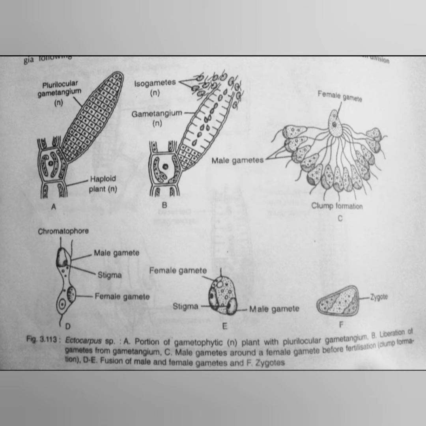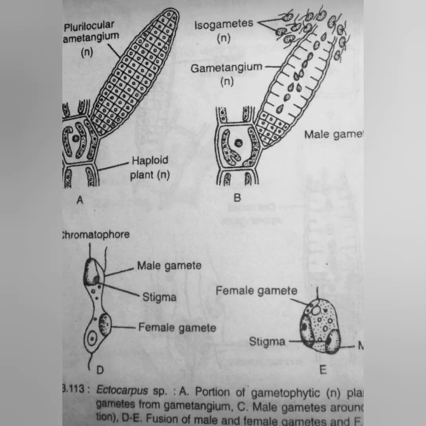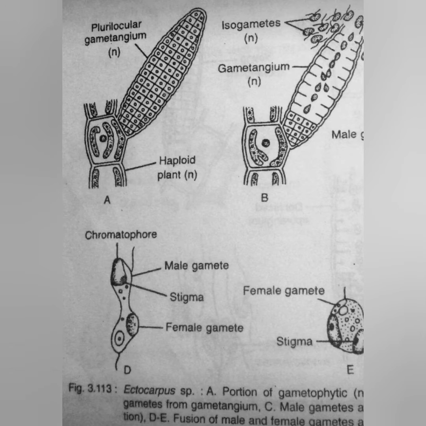plurilocular gametangia, and as you can see in this figure, they are large, elongated, and sessile or short stalked, multicellular structures. You can see many cells. That is why morphologically both the plurilocular gametangia and the plurilocular sporangia are alike. You can see in this figure also that these gametangia are very much similar to the plurilocular sporangia.